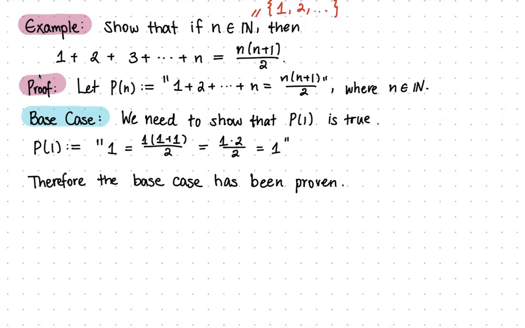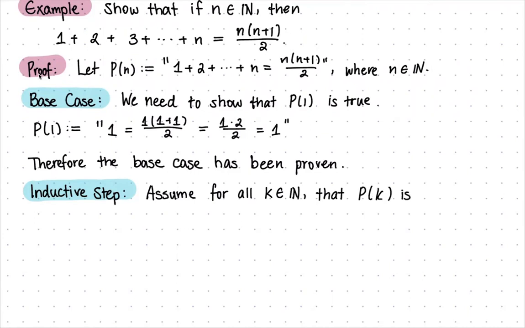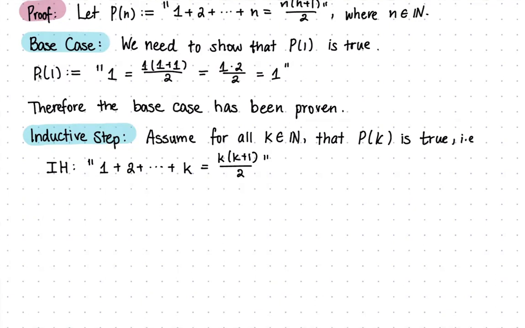So now we need to move on to the inductive step. What that says is that we need to assume, first of all, that for all k in n, P of k is true. So what does P of k mean? It's important to write down what P of k means. This is our inductive hypothesis, which I'll denote by IH. What that means is that if we take the sum of the first k natural numbers, all the way to k, this is going to be equal to k times k plus 1 divided by 2. So that's our inductive hypothesis. This is the assumption that we're making to be true.